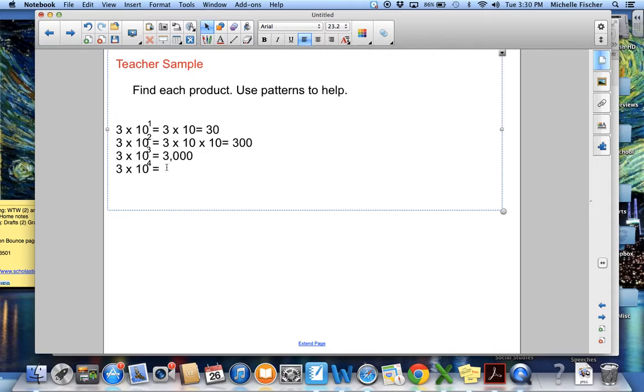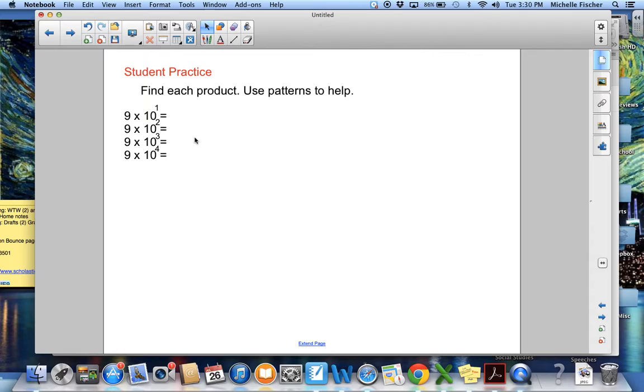So I want you guys to go ahead and figure out what 3 times 10 to the 4th is. Click Next when you're ready. We all should have gotten 30,000 because we have 4 zeros here to match our exponent of 4. Go ahead and work on this on your own. You're going to find each product and you're going to use the patterns that we've talked about in the previous slides to help you. Click Next when you're finished.